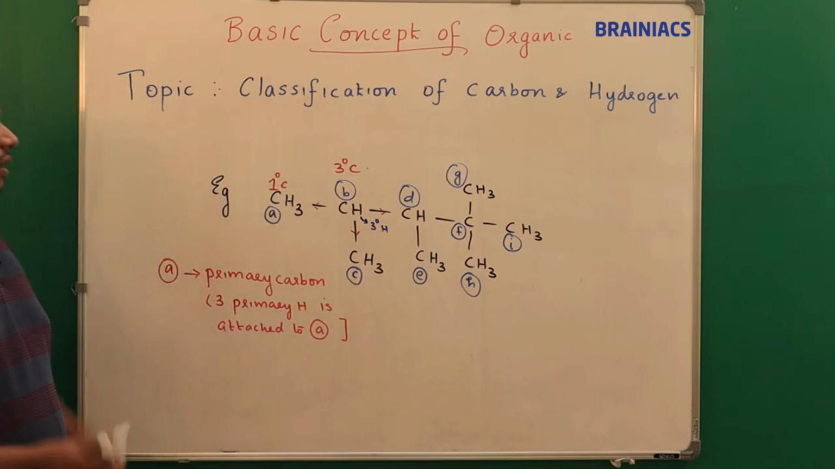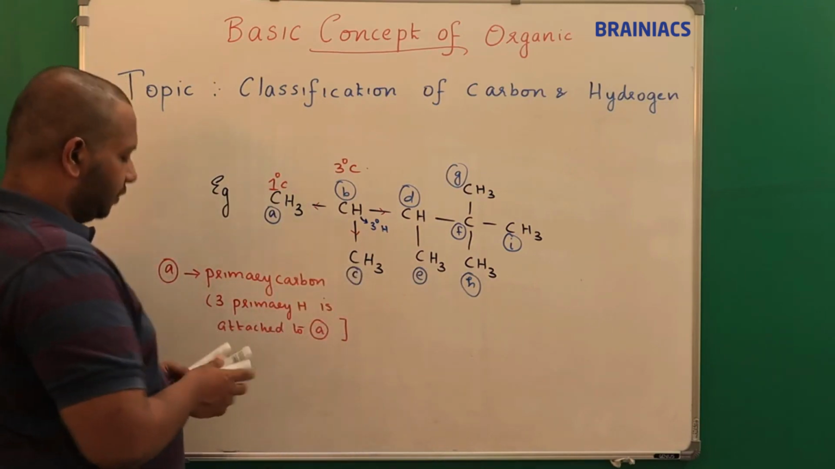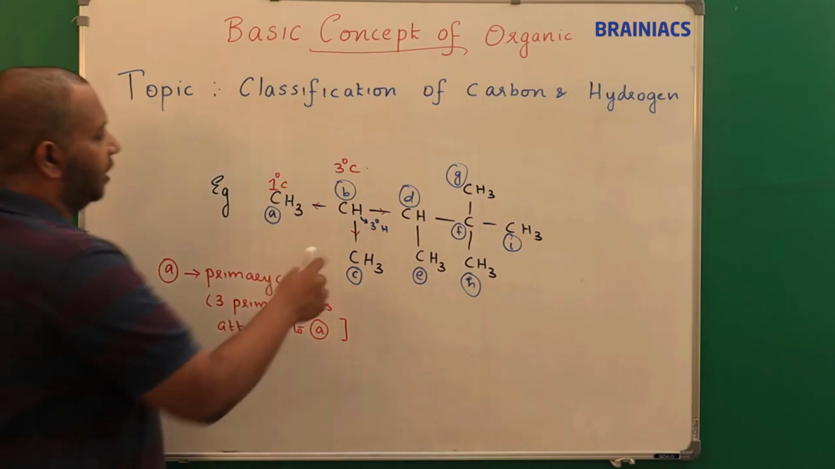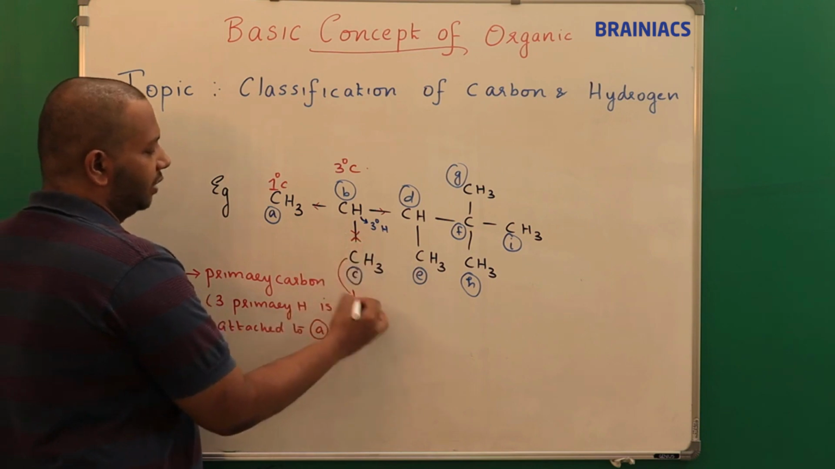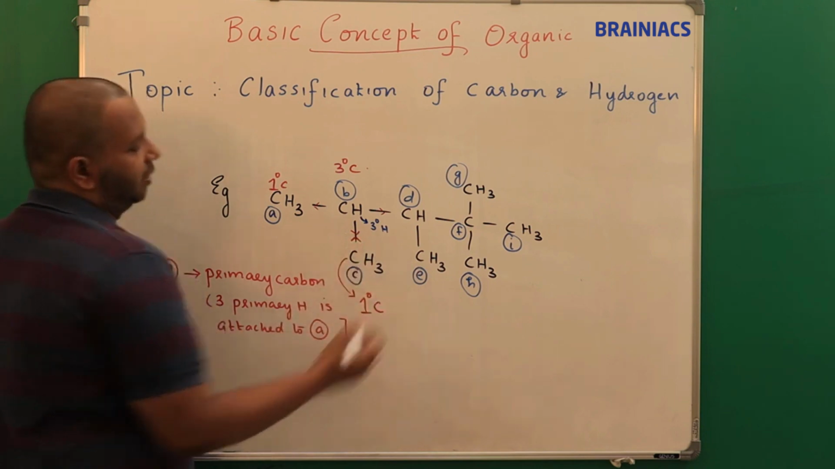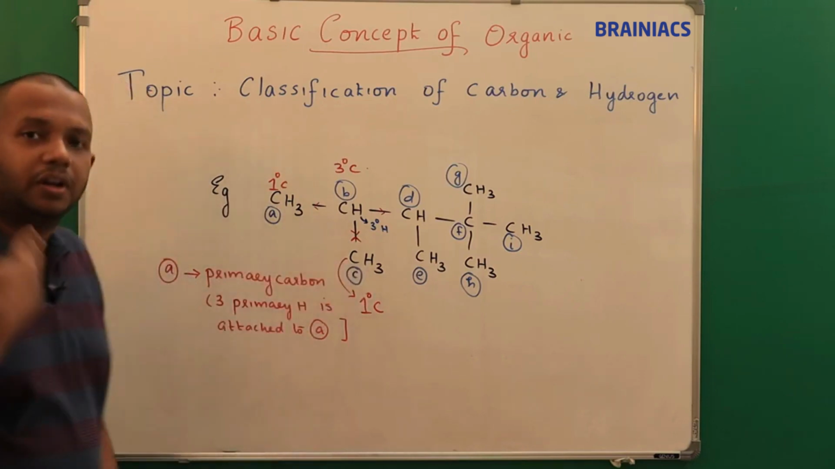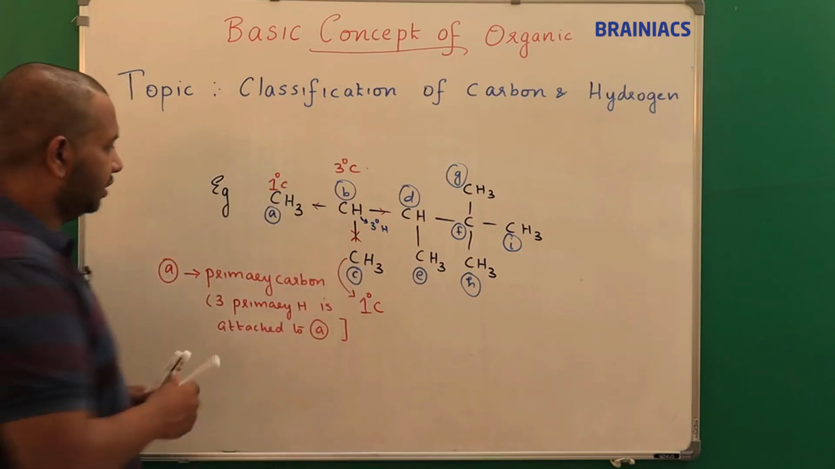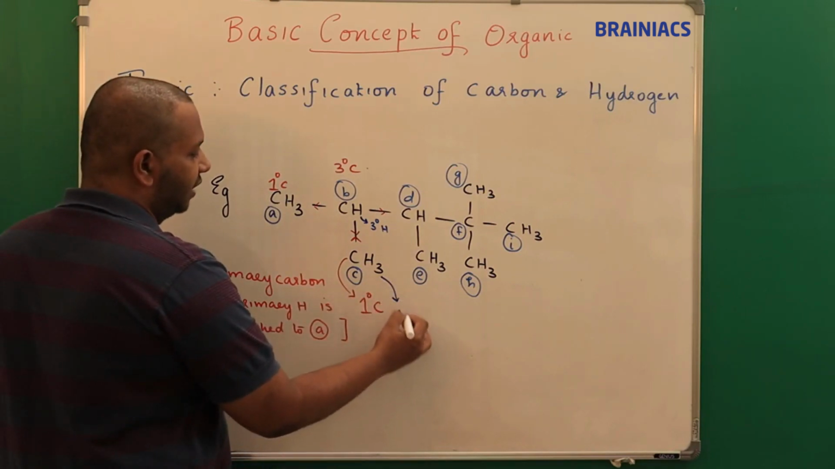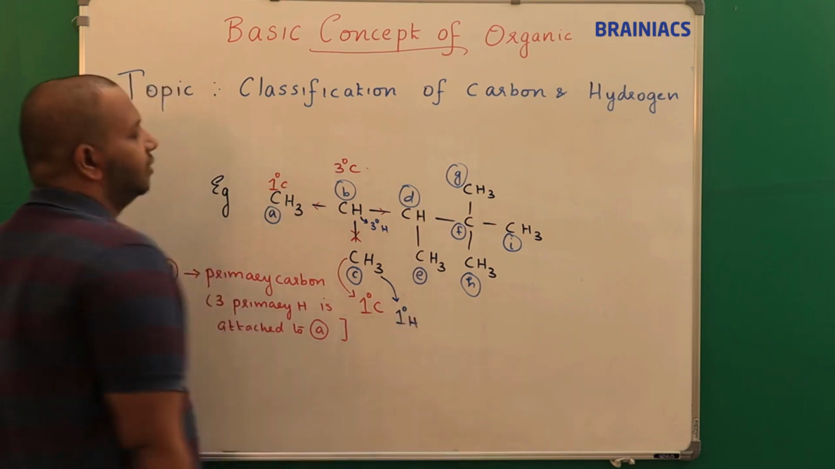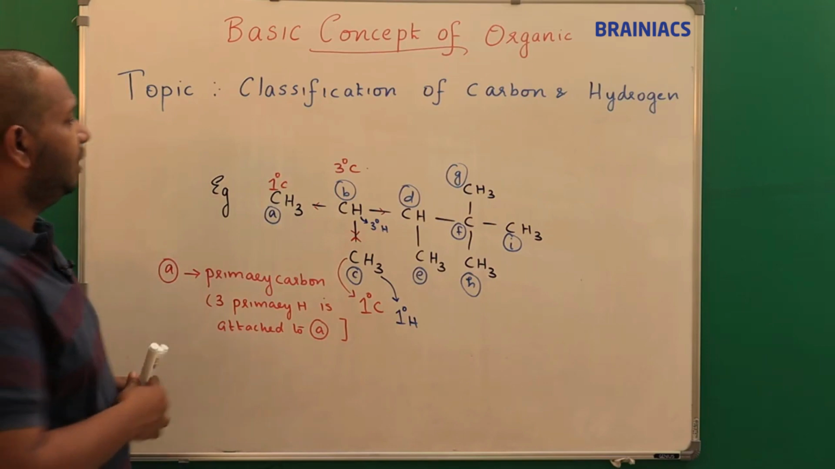Correct? Now look at the example, look at the carbon number C. Now tell me what sort of carbon it is. If I see here, this carbon atom is connected to only this carbon atom. Correct? So this is again a 1 degree carbon. And I know that hydrogen attached to a 1 degree carbon is called primary hydrogen. So all the hydrogens you are seeing here, what sort of hydrogen is that? 1 degree hydrogen. Correct?